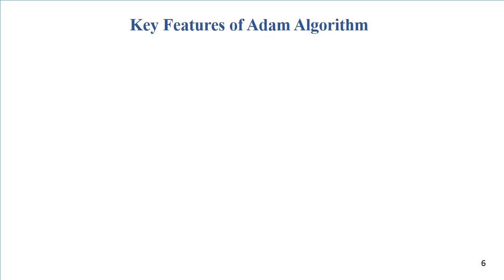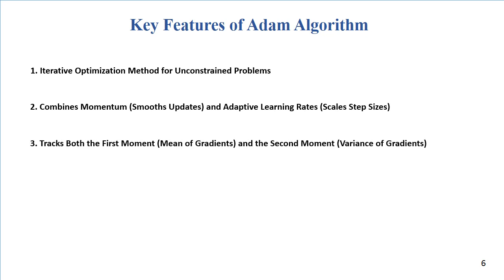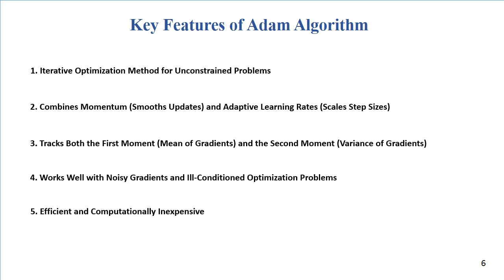Up to this point, we have presented the overall framework of the method and identified the key features of the ADAM algorithm, which can be summarized as follows. It is an iterative optimization method designed for unconstrained problems. It combines Momentum, which smooths parameter updates, with adaptive learning rates that scale step sizes. It tracks both the first moment, the mean of gradients, and the second moment, the variance of gradients. It performs well in the presence of noisy gradients and ill-conditioned optimization problems. Finally, it is efficient and computationally inexpensive.